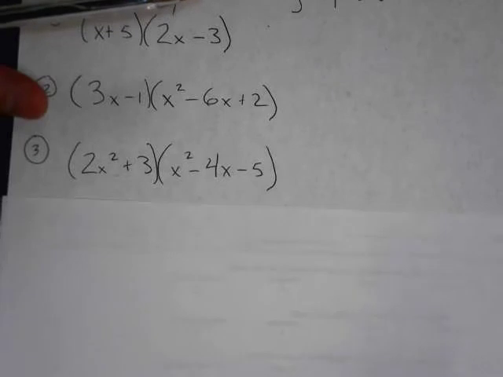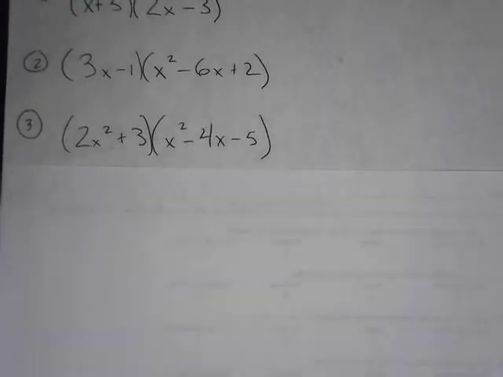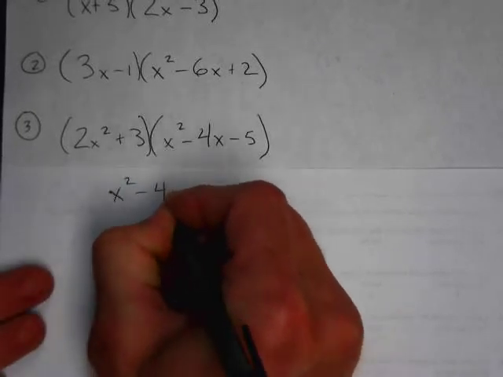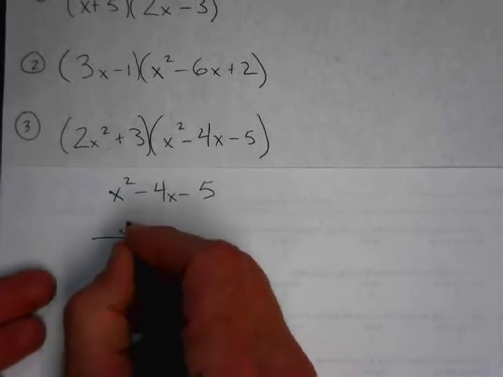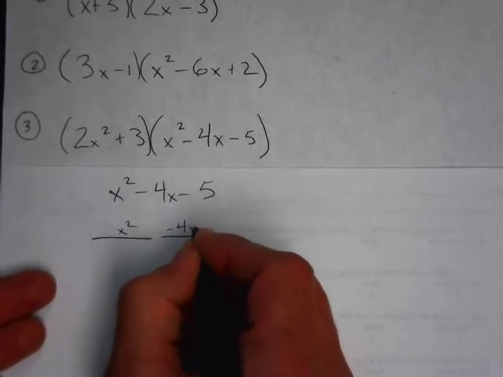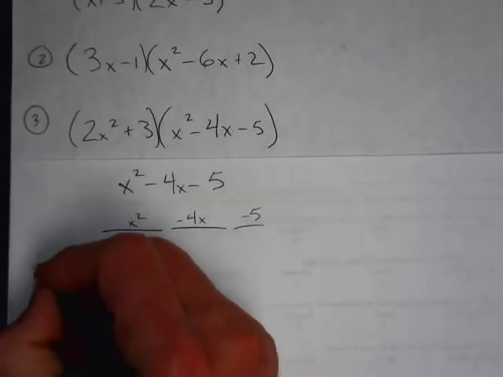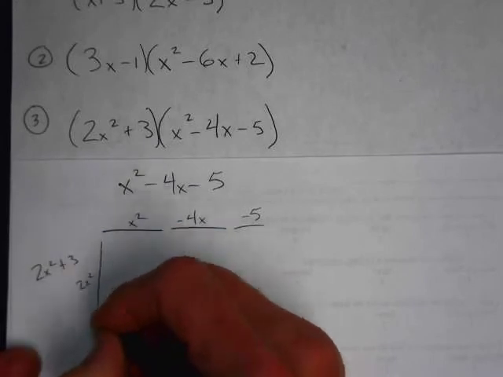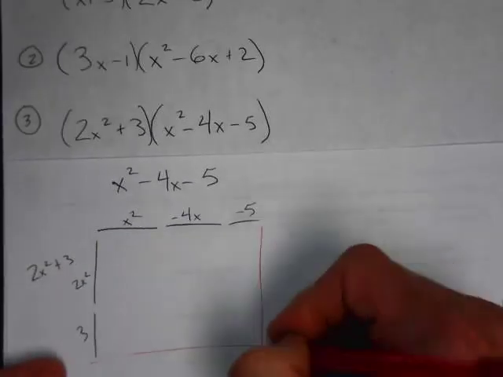It doesn't matter to me. I like the area method, so I'll stick with that. So we have x squared minus 4x minus 5. Just for space's sake, I like putting it here. So there's my x squared. There's my minus 4x. There's my minus 5. And then my 2x squared plus 3. So 2x squared and 3. So here's my area model set up and ready to go.